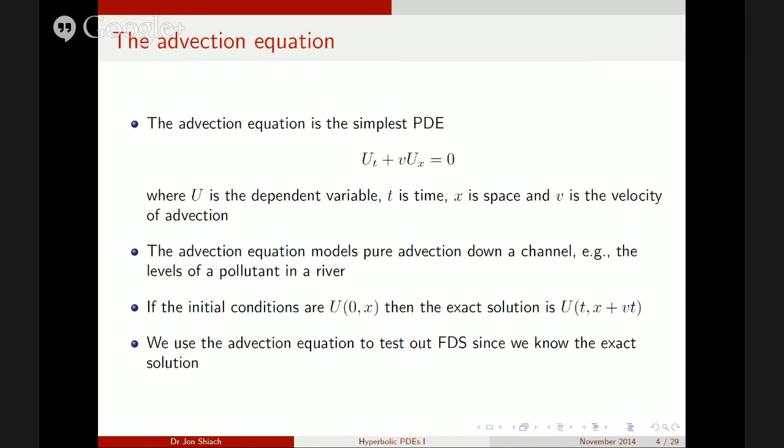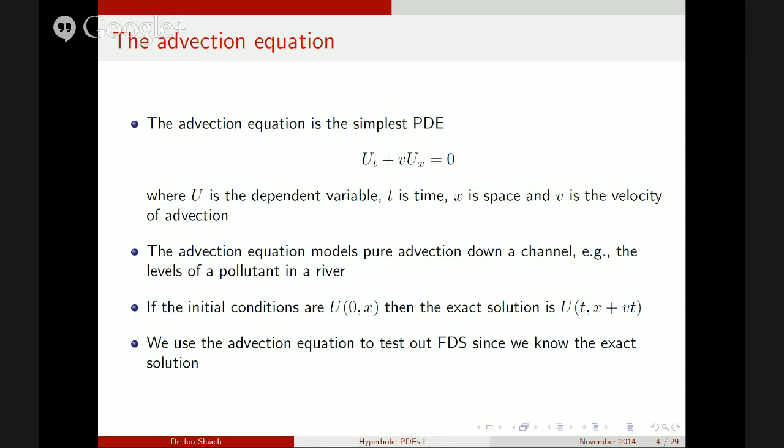We're going to be looking in the next couple of weeks at this equation. It's the advection equation. It's the simplest PDE, and it's the simplest hyperbolic PDE as well. So this is the advection equation. u is the variable that we're going to try and calculate. The equation is the partial derivative of u with respect to time plus v times the partial derivative of u with respect to space, and that equals 0. u is the dependent variable, t is time, x is space, and v is the velocity of advection.